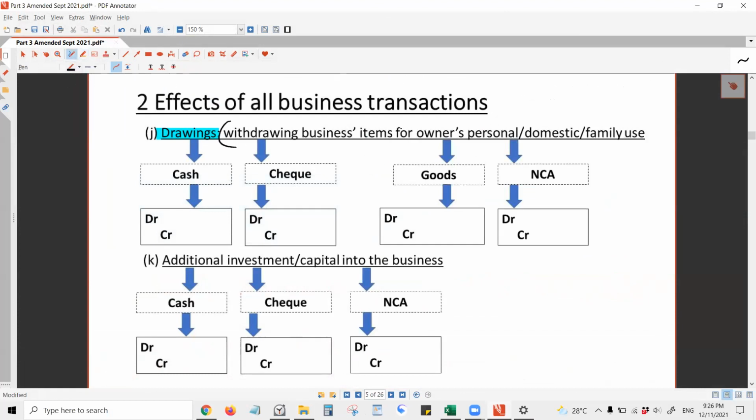Okay, so you see there's a line describing what drawing is here. Drawing business items for personal, domestic, or family, or private. Okay, most of the time they use these two words more often: private or personal. But who knows, one day they may use domestic or family use. Because they also refer to something personal in nature, right? Domestic and family.